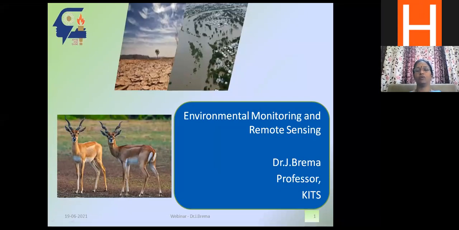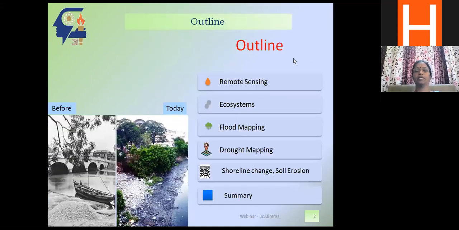The topic is environmental monitoring and remote sensing. This lecture will be on how to use tools, especially remote sensing tools, for monitoring different aspects of the environment. The outline will go like this: some brief introduction about remote sensing, and I am going to deal with 2 ecosystems. How do we apply the tools, and then how to map flood, drought, shoreline change, soil erosion, land use, and land cover mapping.